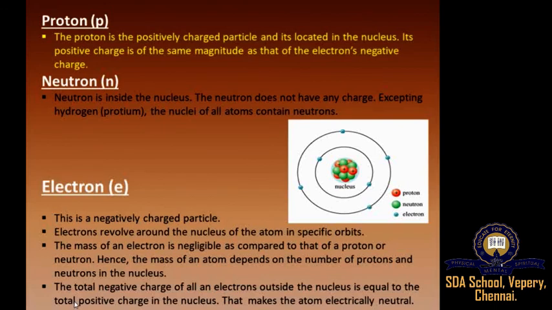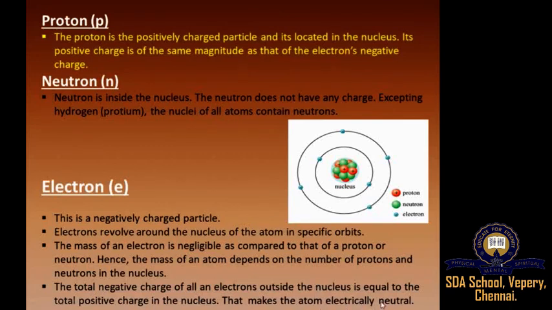Protons are positively charged particles and they are located in the nucleus. Next is neutron. Neutron is also present inside the nucleus. The neutron does not have any charge. It has neutral charge. Next is electron. Electron is a negatively charged particle. Electron revolves around the nucleus of an atom in a specific orbit. This point is very important.